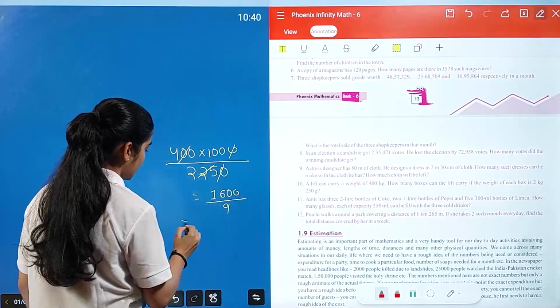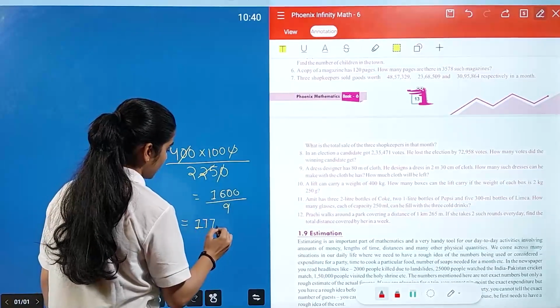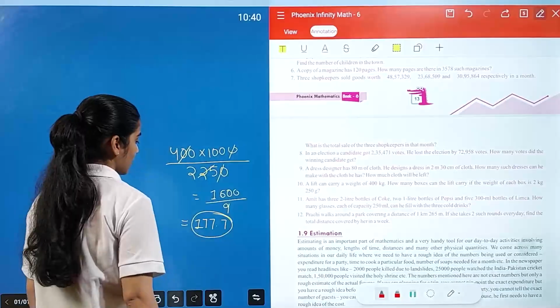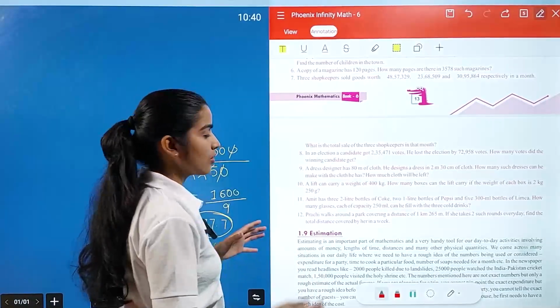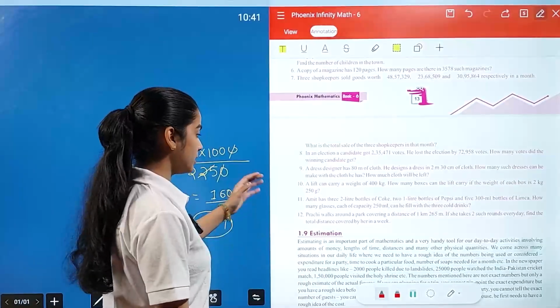And by doing this, your answer is 177.7. Such 177.7 books can be held by the lift.